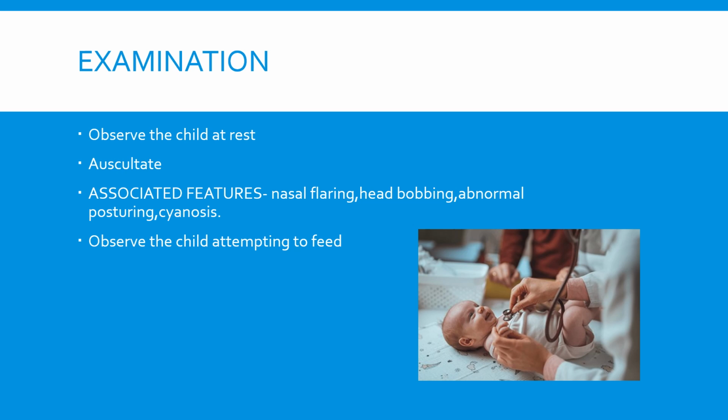We should also note the associated features such as nasal flaring, head bobbing, abnormal posturing and cyanosis. Here, cyanosis is a very late event. It suggests severe obstruction. We should also observe the child attempting to feed if we suspect aspiration concerns. We should also note that if the obstruction of the airway increases and there is diminishing airflow, the volume of the stridor can paradoxically reduce.